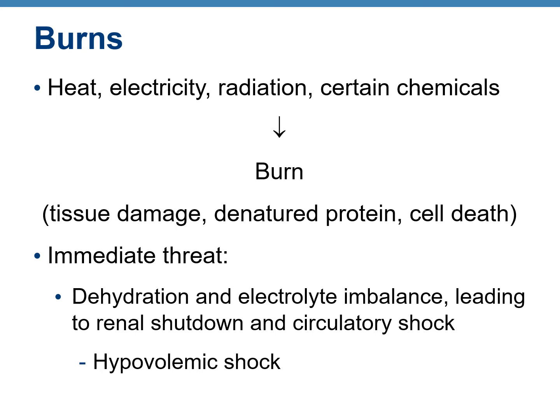The immediate threat is dehydration. Because our skin protects us from water loss, if skin is damaged, we can lose lots of fluids from our body, and we also have electrolyte imbalance. This will lead to renal shutdown and circulatory shock. Because we're losing fluids, the blood volume decreases and blood pressure drops. When your blood pressure drops, we call it circulatory shock. This specific shock is hypovolemic shock because of the low volume of blood.